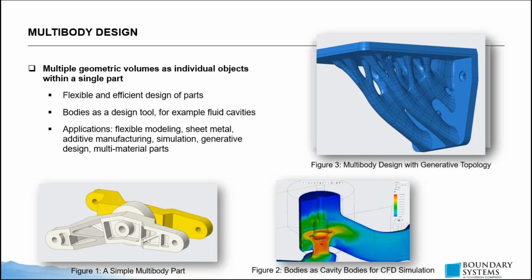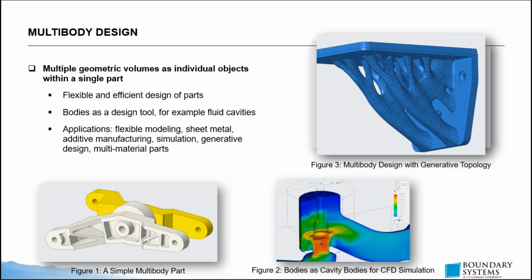right? So we're not in an assembly at this stage. We're just in a single PRT file, right? And some of the benefits there is it gives you more flexible and efficient design workflows. Now you can, for example, use certain bodies as a design tool where you can design a fluid cavity as its own body, and then the housing around that as its own body. But again, you're not manufacturing a fluid cavity. What you're manufacturing is the housing around it. But again, having multi-body now allows you to design that much more efficiently.